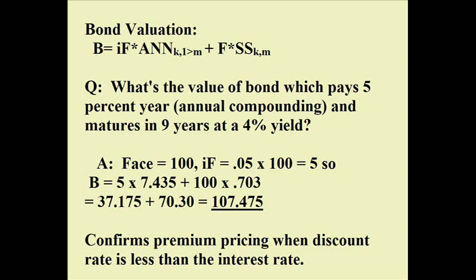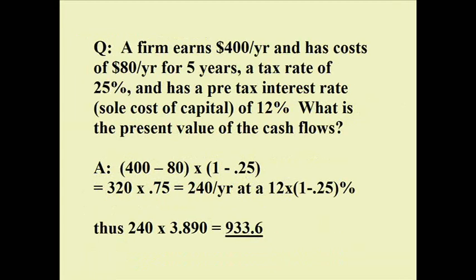Well, the interest is 5 points. The face value is 100 points. The interest at 5 is an annuity. Look it up on the table, 7.435. And the face value is a single sum, 0.703. Add them up, we get 107.475. That's 7.5% above face value, confirming that we know bonds trade at a premium when the discount rate is lower.